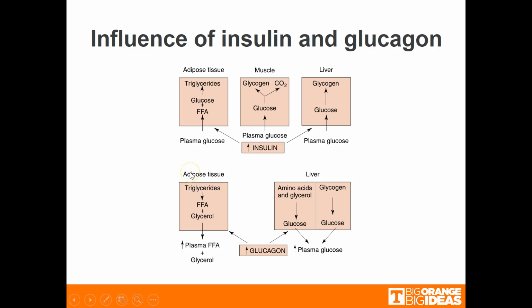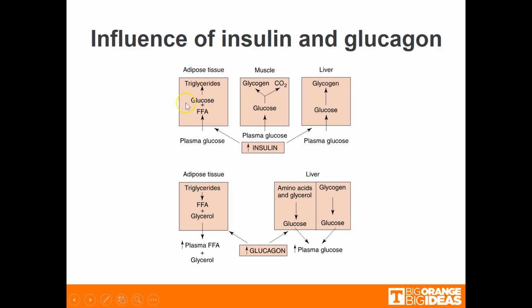the impact it has on the adipose tissue is that the triglycerides will be broken down, and you have an increase in free fatty acid plasma concentration. At the liver, the amino acids and glycerol will be converted to new glucose through gluconeogenesis to increase plasma glucose, and glycogen will be broken down to glucose. That glucose will be released into the blood to increase the plasma glucose.